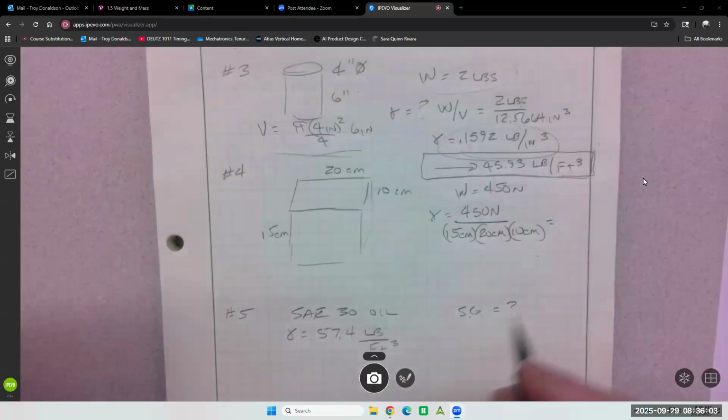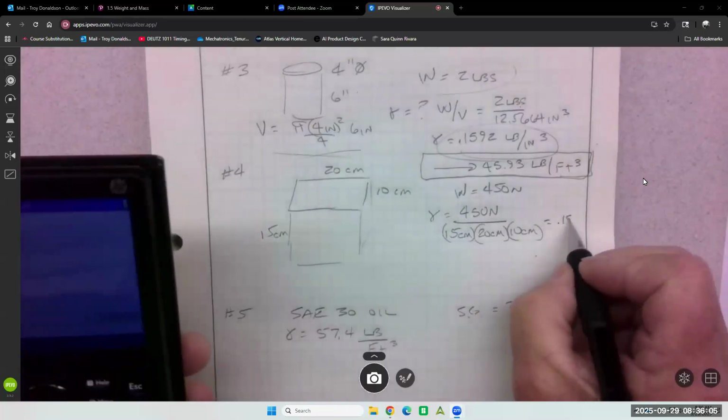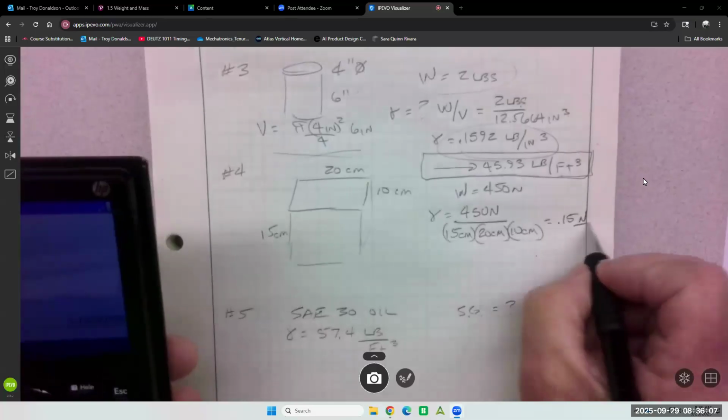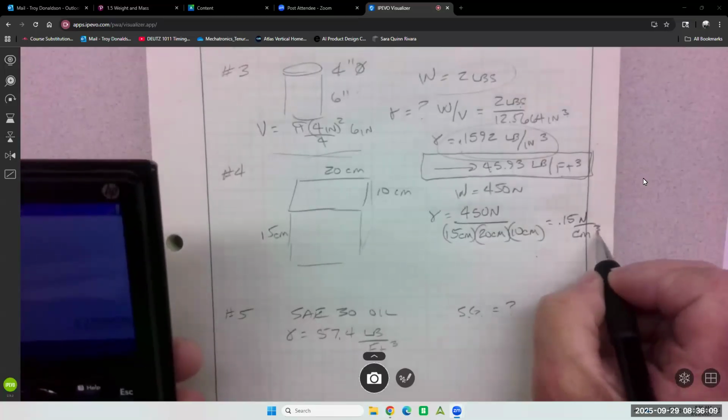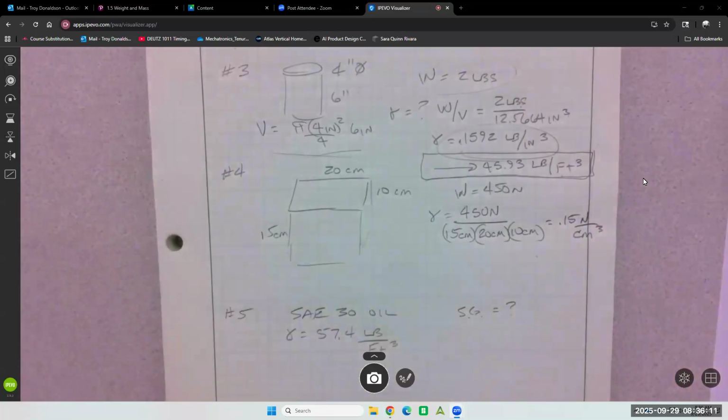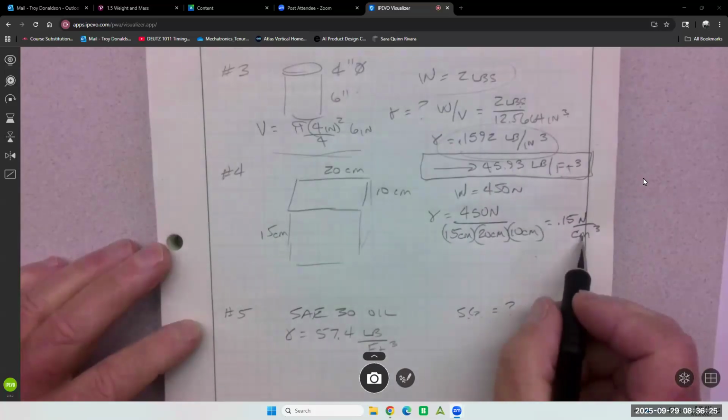I get 0.15 newtons per centimeter cubed, right? So probably the more common unit is going to be newtons per meter cubed, because that's going to be what's in the tables, or maybe kilonewtons per meter cubed. So we should practice getting this to meters.